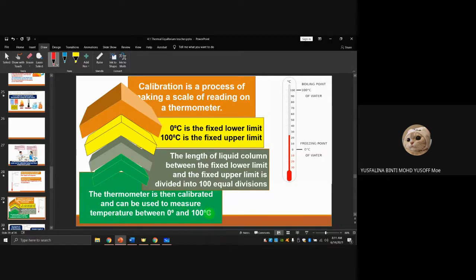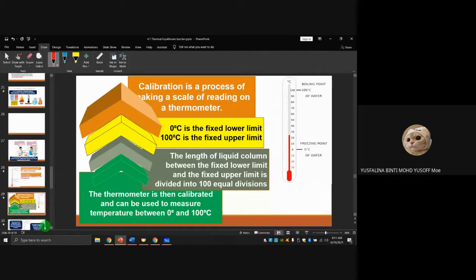If you put it in the ice, you see the length of the mercury is here. Then you put it inside the boiling water, and the length of the mercury is here. Then you just measure from 0 to 100, see how long it is, and divide by 10. That is how you calibrate the mercury. Or you can use the formula also.